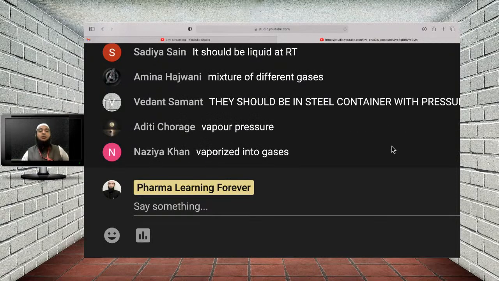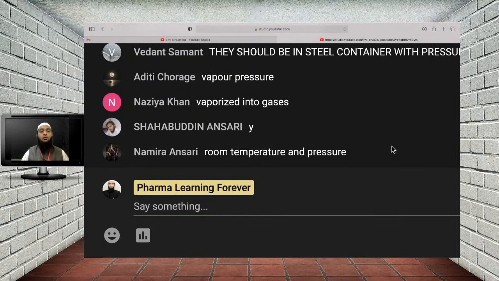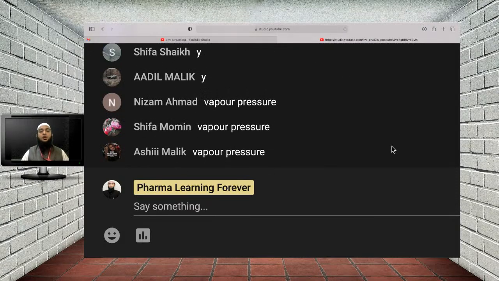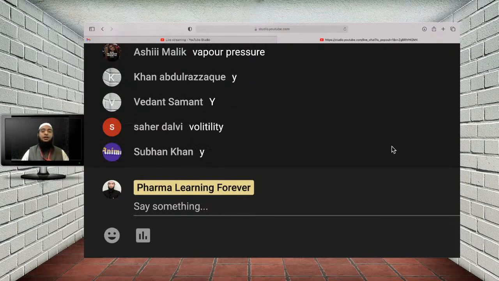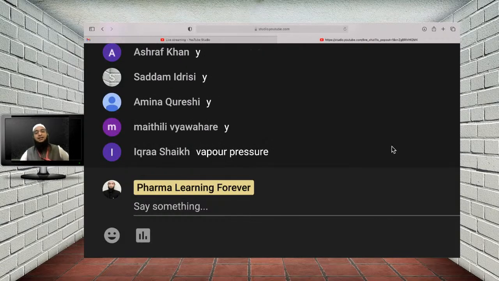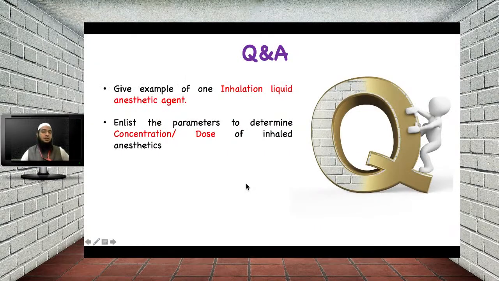Yes. Aditi mentioned vapor pressure. Very good, Aditi, we have seen vapor pressure. So pressure plays a very important role in deciding the dose, because the more the pressure, the more dose you are giving of the anesthetic agent. So partial pressure is one of the major indicators of the dose of the anesthetic agent. That is one of the important parameters, and many other parameters can be used to determine the concentration and the dose. But the most important parameter is the partial pressure.